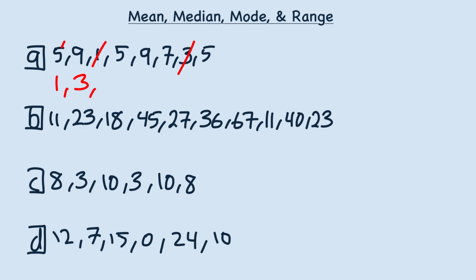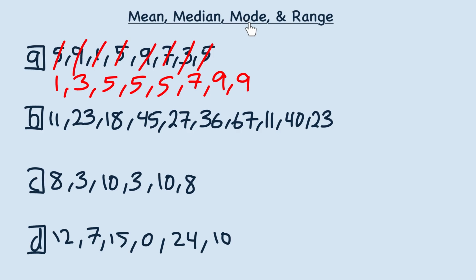We have 3 5s, so we have to cancel them, and I will have to write them 3 times. Then I have to write 7 and 2 9s. And as we said, the mode is the number that appears most often in a data set. According to this example, we will notice that number 5 is appearing 3 times. So in this case, the mode is 5.